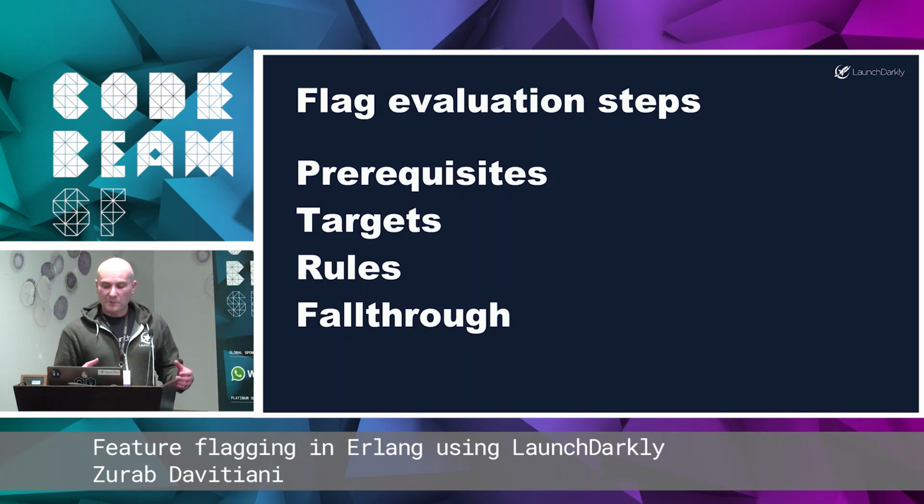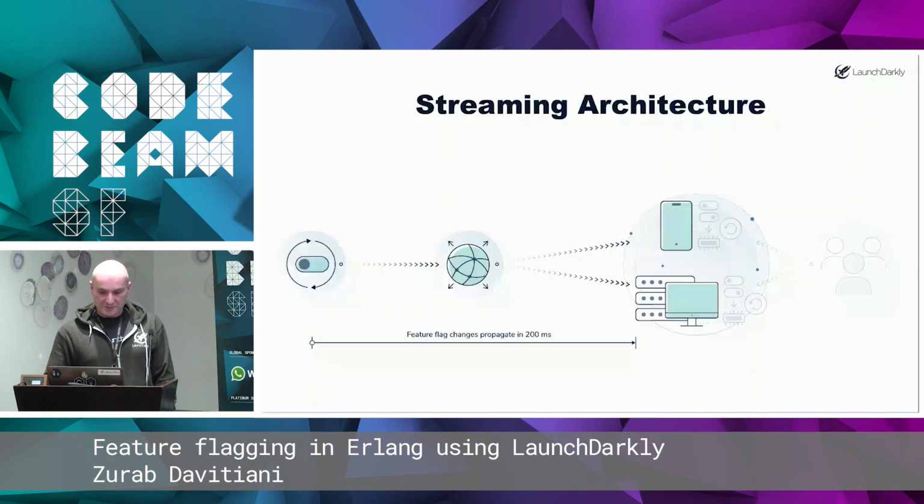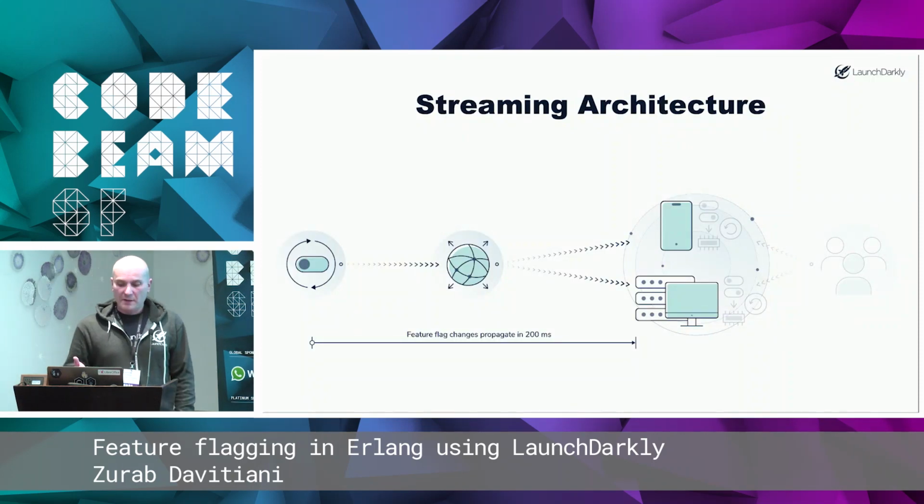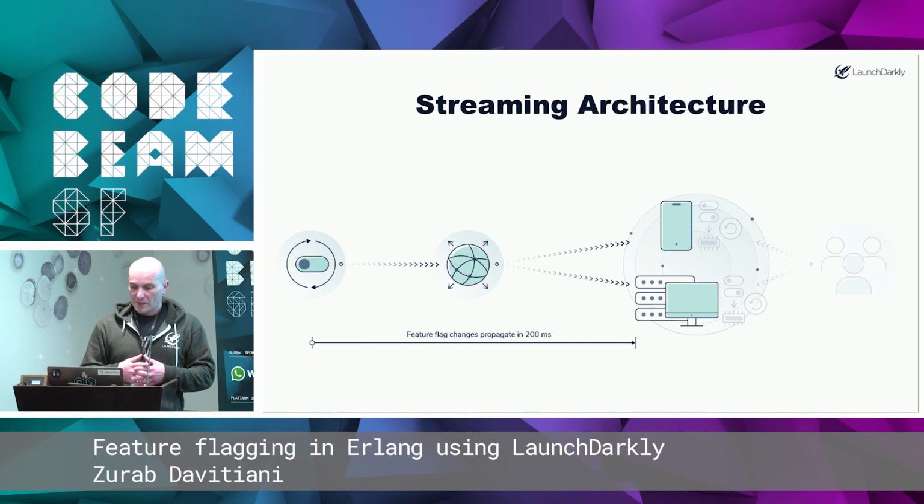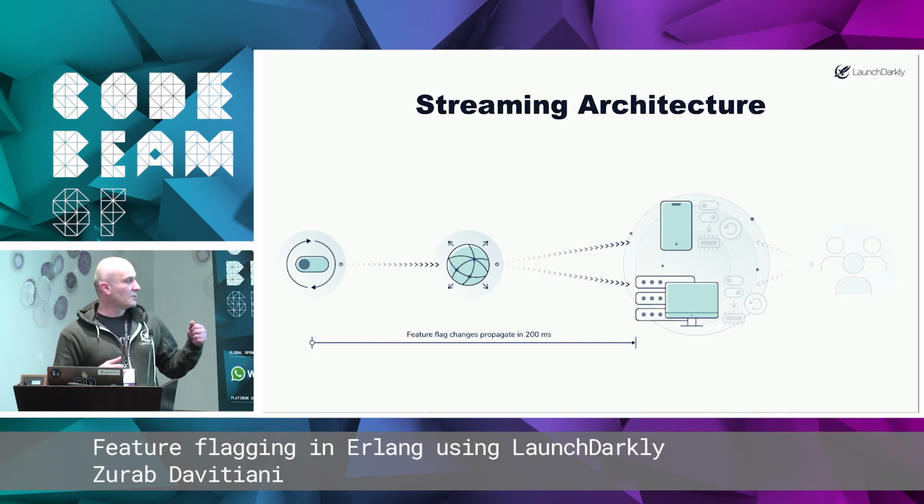Okay, now we have a rough idea of how feature flags work. How does LaunchDarkly implement this? This part will be relevant later when I go into SDK implementation. So LaunchDarkly provides a streaming architecture. When an SDK client is first initialized, it makes a connection to the LaunchDarkly service, and it loads the snapshot of flags and segments and stores them locally. Then the SDK maintains the streaming connection to LaunchDarkly, and only the updates are streamed to the SDK, which then updates the local state.